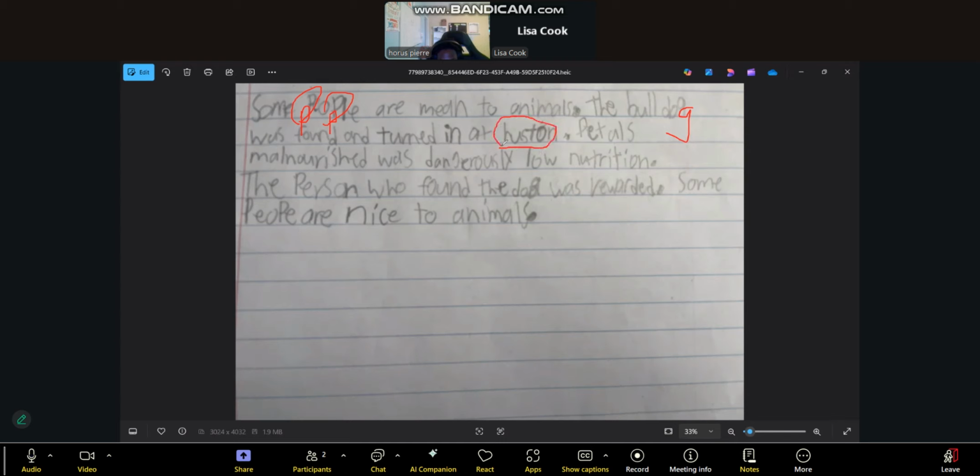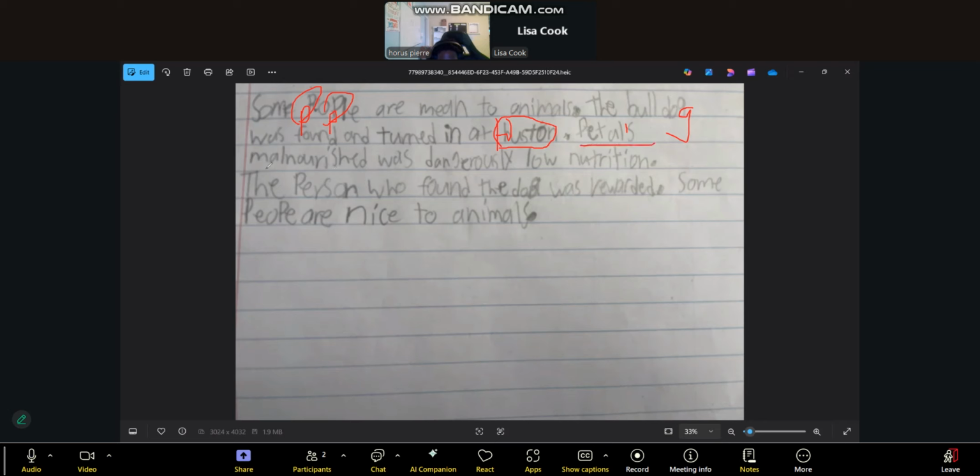Now, what is wrong with this? Can you tell me? It should have been capital because it's a proper noun. Okay. Petal's malnourished. Does that make sense? Or Petal's malnourishment was dangerously low nutrition. Petal was dangerously, had dangerous low, or Petal was extremely malnourished.